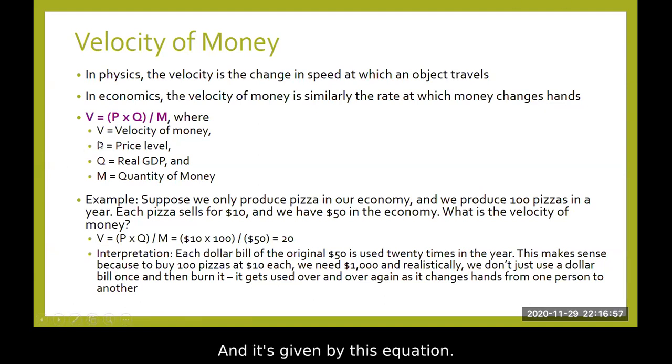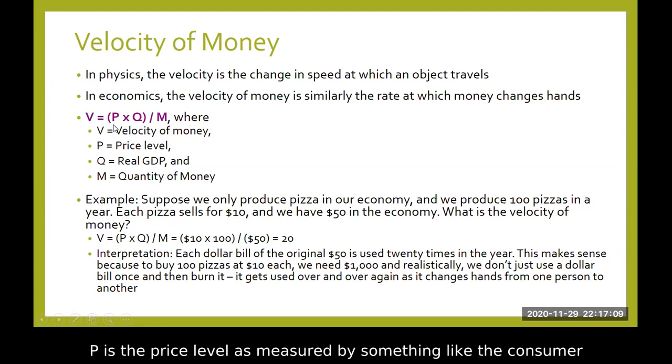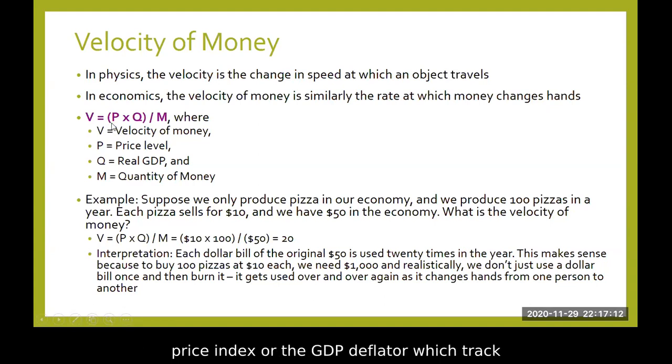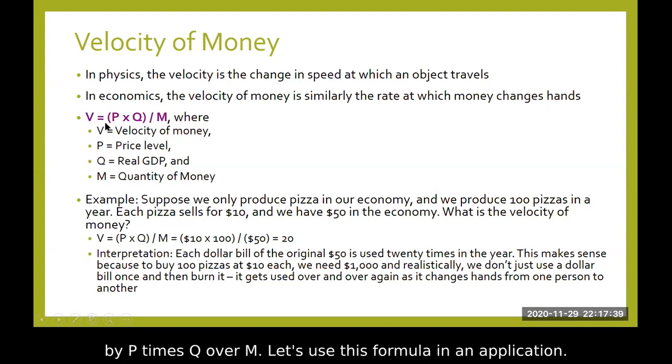And it's given by this equation. Velocity is given by P times Q over M. V is the velocity of money. P is the price level as measured by something like the Consumer Price Index or the GDP deflator, which track changes in the price level. Q is real GDP, the quantity of production. And M is the quantity of money, the money that we have in circulation. So the velocity of money is given by P times Q over M.